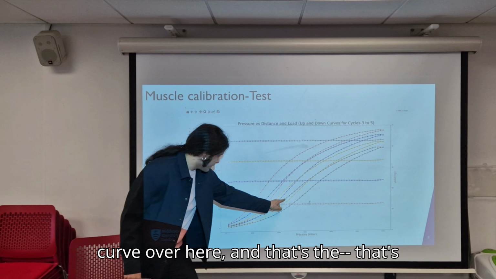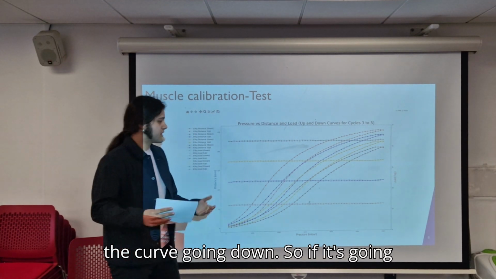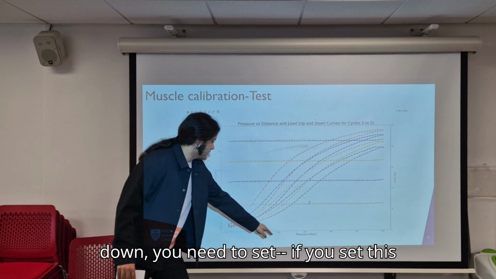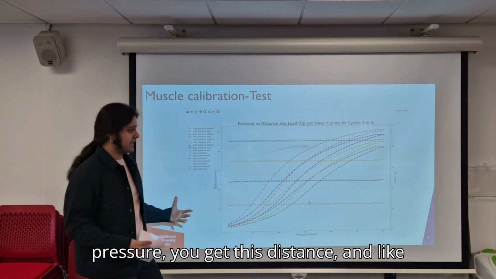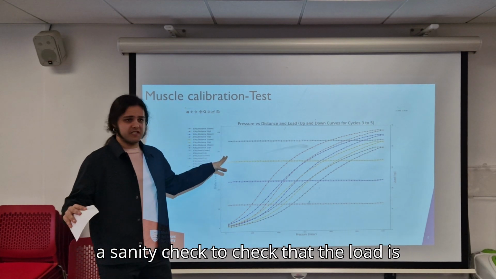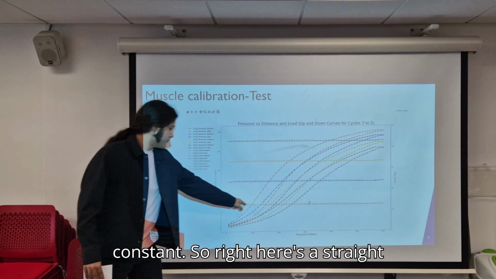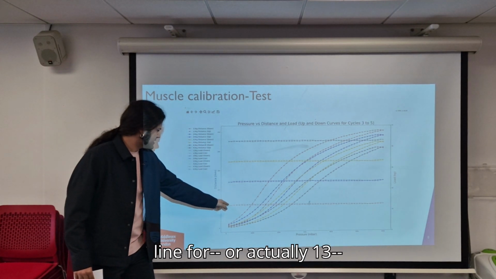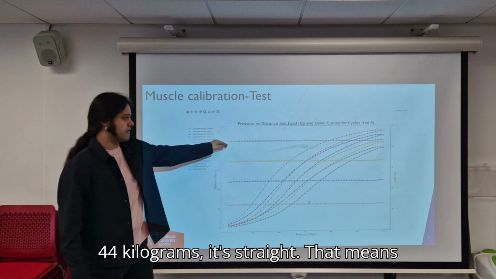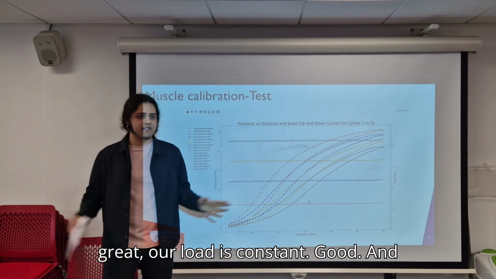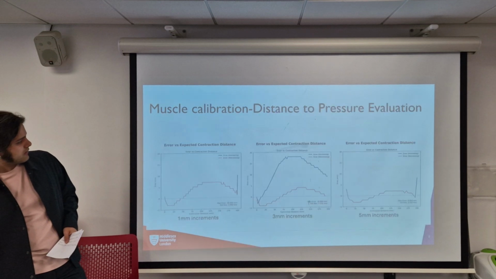This upper curve over here is the 24. That is the curve going down. So if it's going down, and you set to this pressure, you get this distance. If you set this pressure, you get this distance, and like that. These straight lines are just a sanity check to confirm that the load is constant. Right here, the straight line for 44, it's not 44 actually, it's 13. This one is 44 kilograms. For 44 kilograms, it's straight. That means great, our load is constant, good. And the same for the rest of the loads.